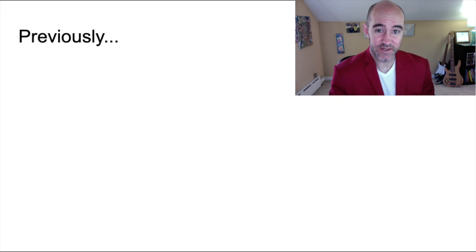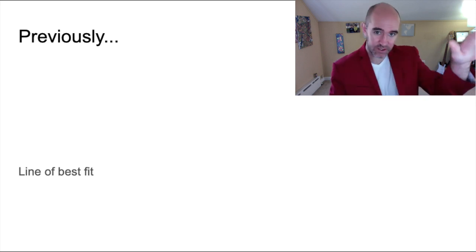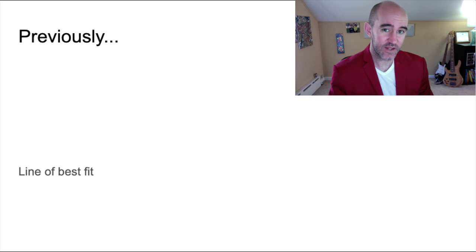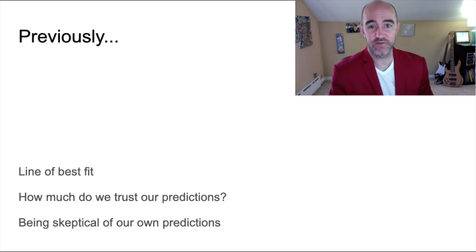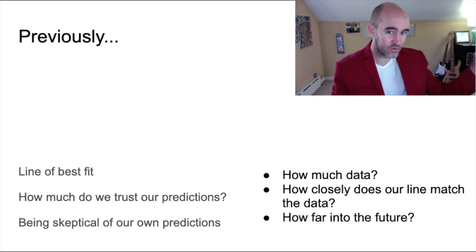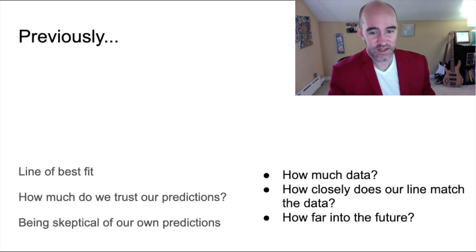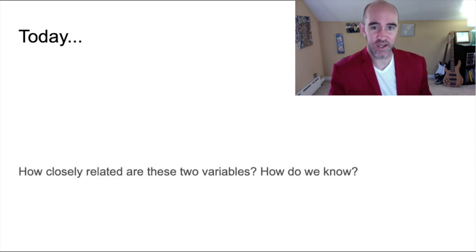So previously, we did a few things with lines of best fit. First, we made them. We just sketched lines of best fit and said, well, it looks like the data is more or less going this direction. Then we asked ourselves, how much do we trust our predictions? And we learned to be a little bit skeptical of our own predictions based on several factors. How much data are we looking at? How closely does the line match the data? How far out into the future are we projecting? And so on. Today we're going to really dive into the question of how closely the line fits the data.